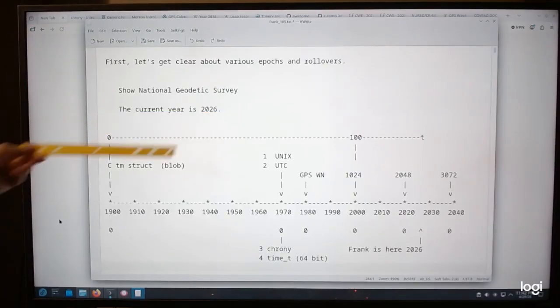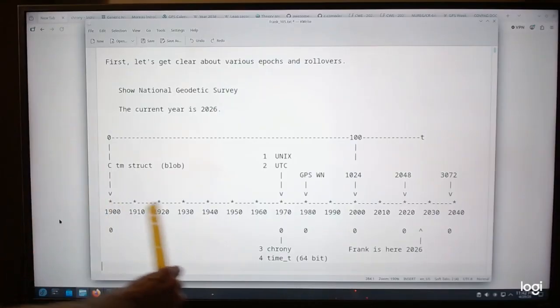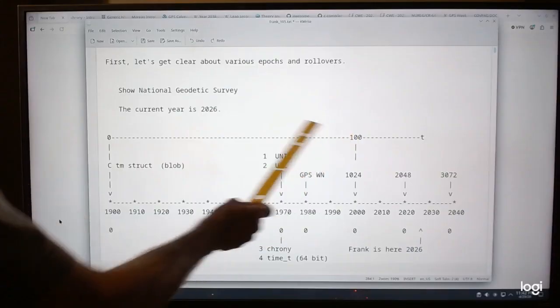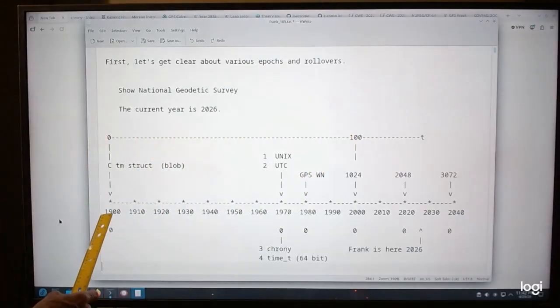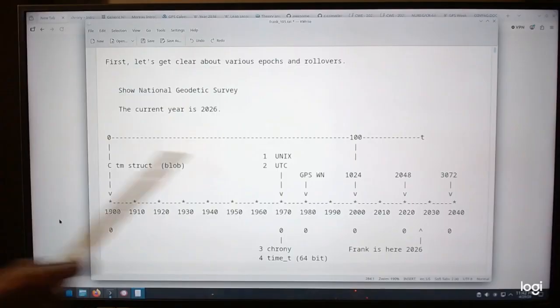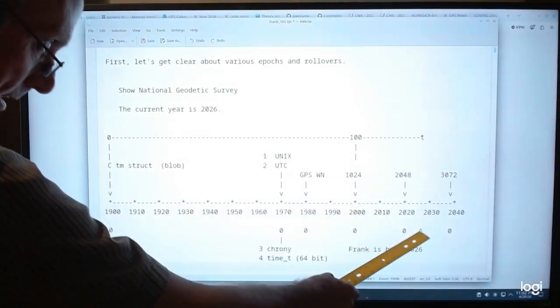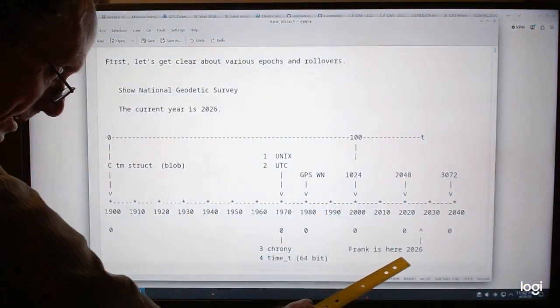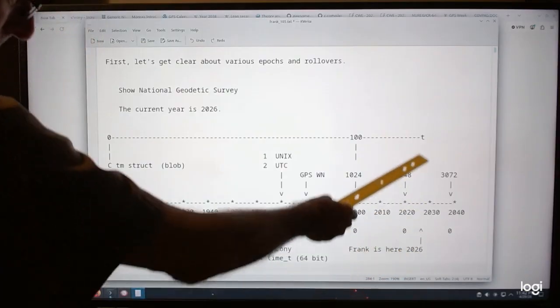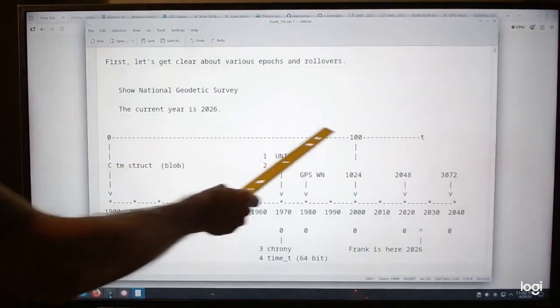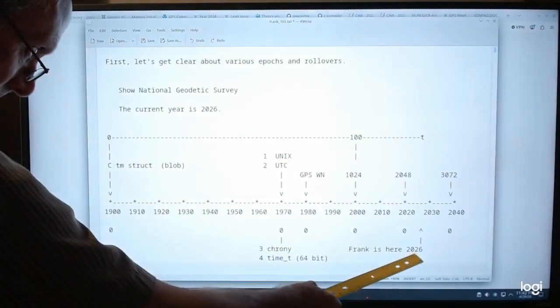Now the current year is 2026. I made a timeline right here, and 1900. That's the year I was looking at, and then the year 2000. That's 100 years between 1900 and 2000, and so we're at year sometime T. This is Frank, I'm right here at 2026 at time T. So there's 100 years there, so I'm at 100 years plus T is what I'm saying.